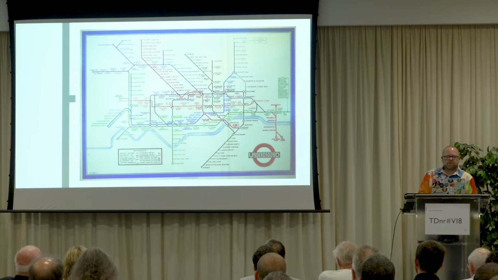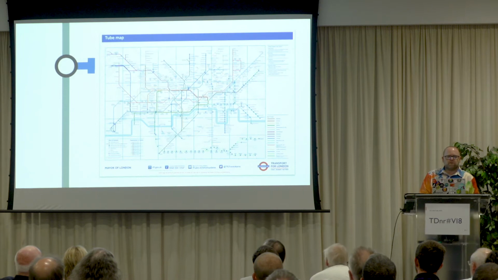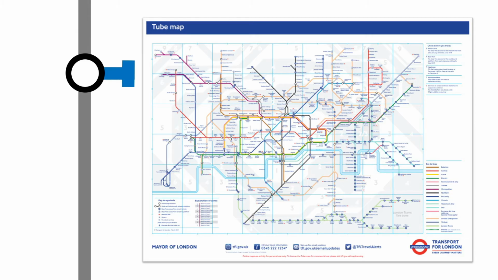You all know the characteristics that make this a design classic: the omission of detail, distortion of scale, schematicized, color-coded, horizontal, vertical, 45-degree lines, exaggeration of the central, etc., etc., etc. And this is the 2019 version, and it's still very similar. It shows the massively increased network of interlinked services, but it still retains the same basic principles that Beck brought to the map back in 1933.